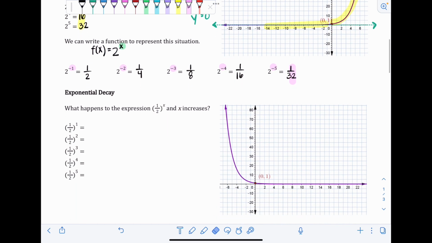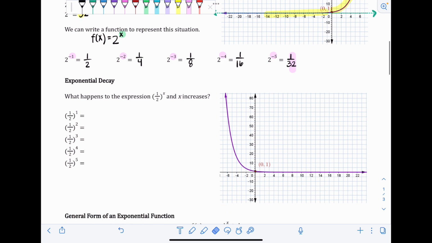Okay, so moving down to exponential decay. What happens to the expression 1/2 to the x as x increases? We pretty much did the same thing, because we had to take the reciprocal of 2, and the reciprocal of 2 is 1/2. But if we take 1/2 and raise it to the first power, it stays the same, so it's 1/2. If we take 1/2 and square it, you square the numerator and the denominator. So 1 squared is 1, so that's always going to stay 1. And then 2 squared is 4, so 1/4.